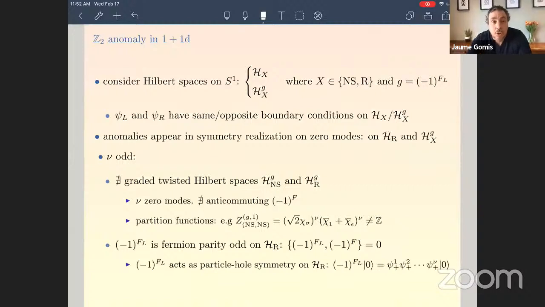So now it goes back to the issue of what Hilbert spaces we should be looking at. There are several Hilbert spaces we can consider. We have the theory on a circle, and we can either consider the Hilbert space with Neveu-Schwarz or Ramond boundary conditions, or we can turn on non-trivial holonomy around the circle and define what we would call a twisted Hilbert space.